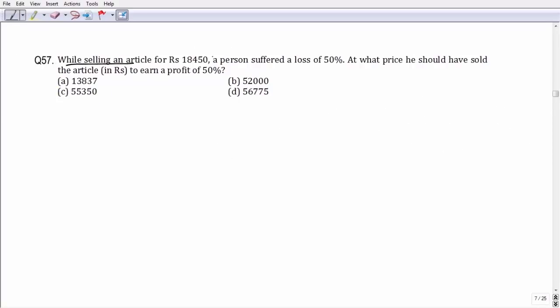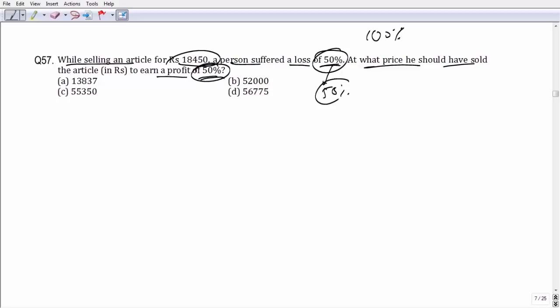It says that while selling an article at rupees 18,450, a person suffered a loss of 50%. So at what price should he sell the article in order to earn a profit of 50%? Now, if 50% is my loss, then we can say that if we assume 100% to be the cost price, then 50% would be my selling price.